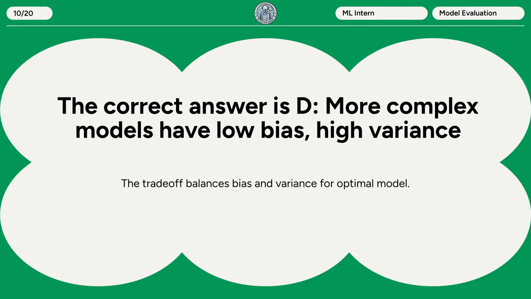The correct answer is D. More complex models have low bias, high variance. The trade-off balances bias and variance for optimal model.